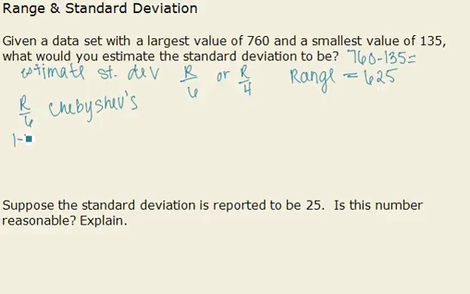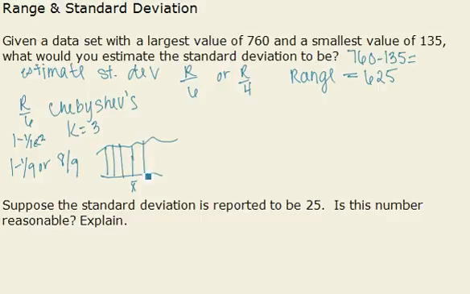Again, Chebyshev's is 1 minus 1 over k squared. And if we chose k to be 3 standard deviations, we would have 1 minus 1/9, or approximately 8/9 of the data would be captured within 3 standard deviations. So from my mean, I don't know what the distribution of my data looks like, but 1, 2, 3 standard deviations below and 3 standard deviations above would capture 8/9 of my data, which is why I have 6 standard deviations, or I would do my range over 6.